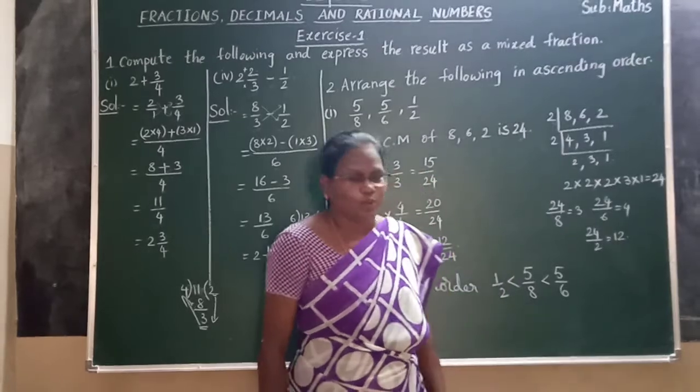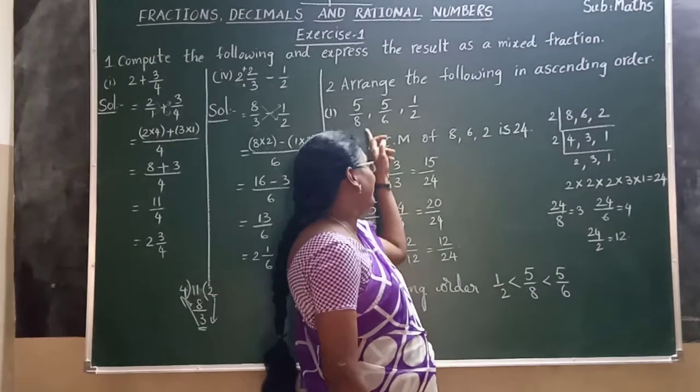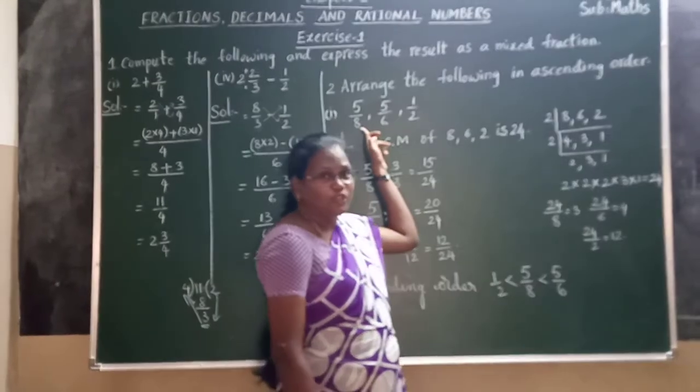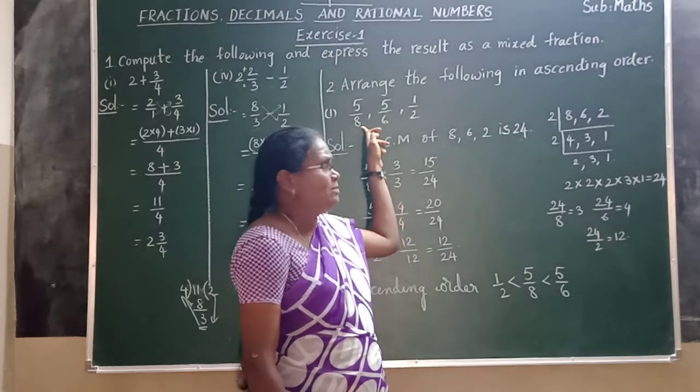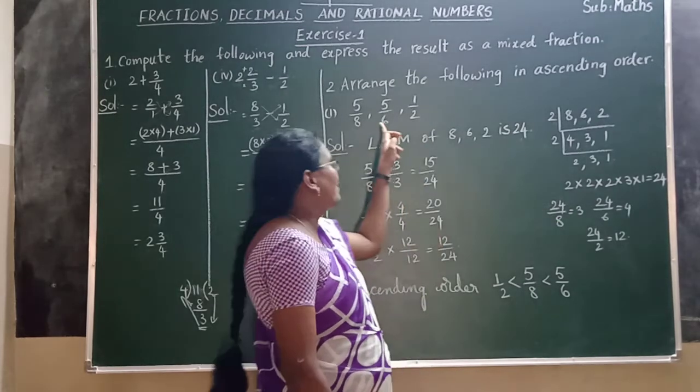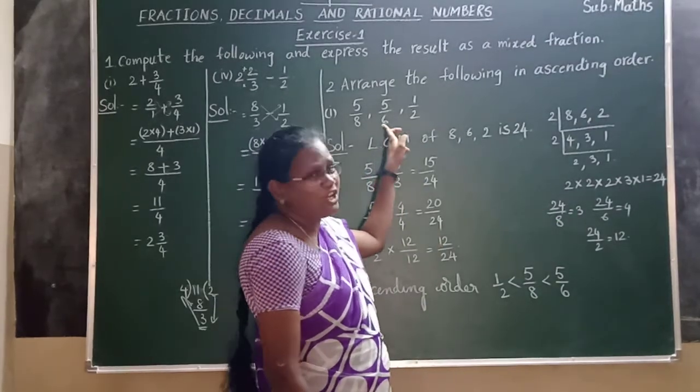LCM is 24. 24 by first denominator. What is the first denominator? 8. 24 by 8. 8 table in 24, how many times going? 3 times. Next, 24 by second denominator. What is the second denominator? 6.